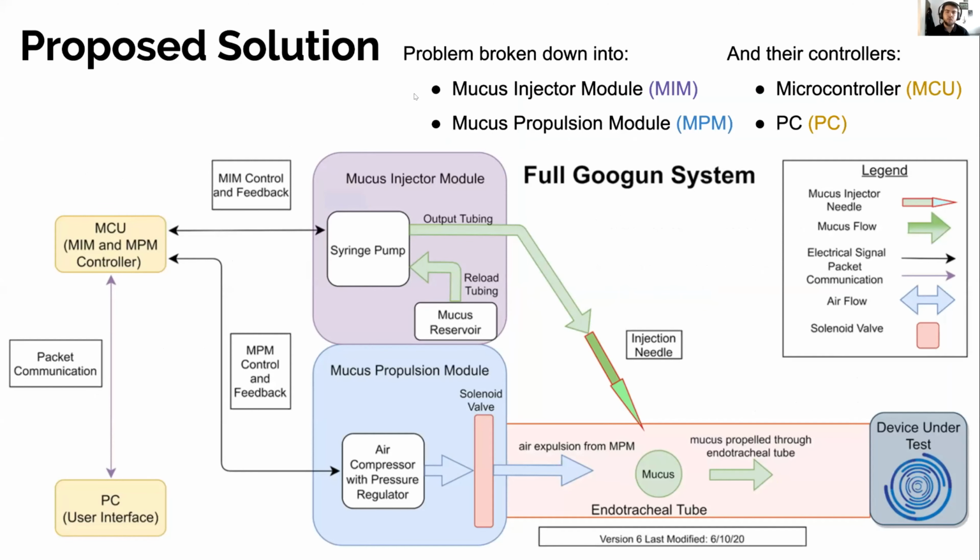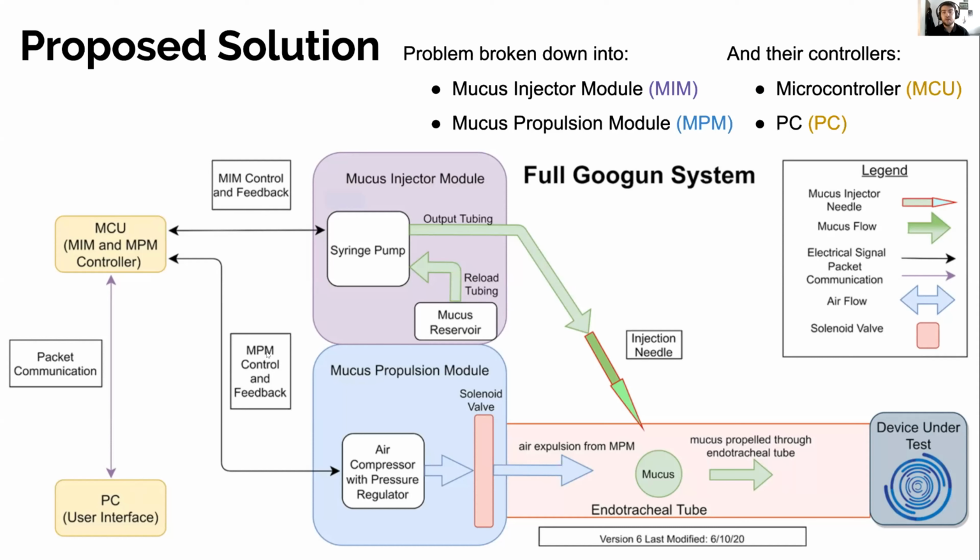We synthesize these requirements into 2 modules: the mucus injector module, or MIM, and the mucus propulsion module, or MPM. These modules are controlled by a microcontroller that uses parameters sent from the user interface on the PC. The user can set test parameters on the GUI and send them to the microcontroller, which uses these parameters to determine how to operate the modules.